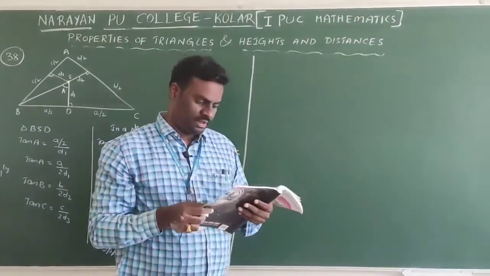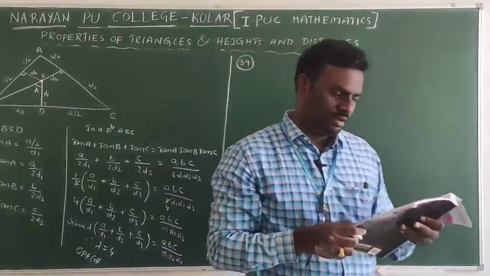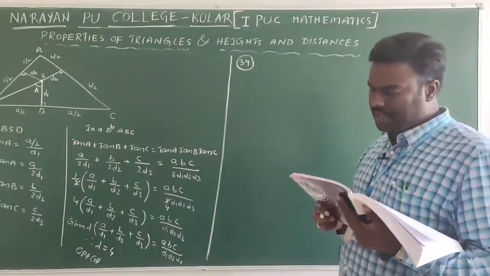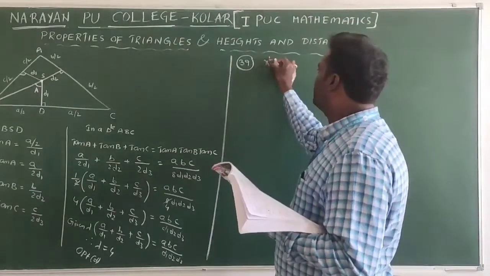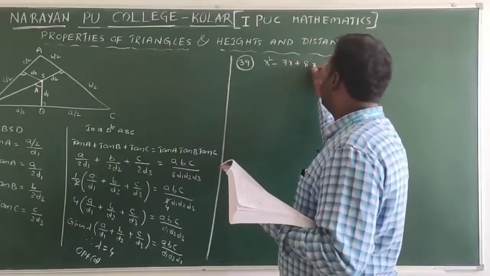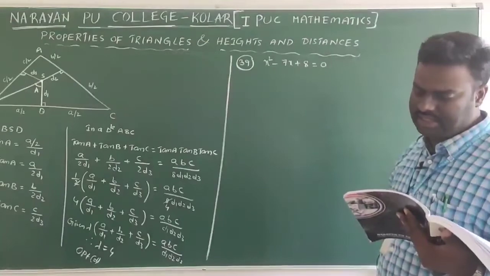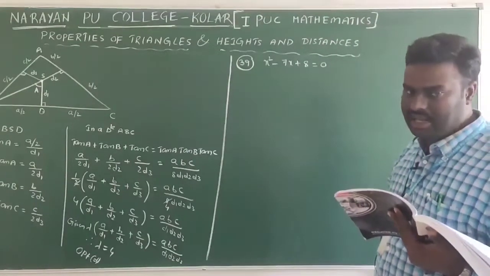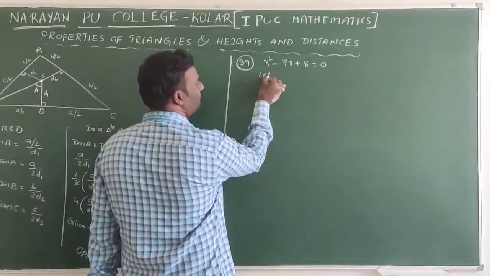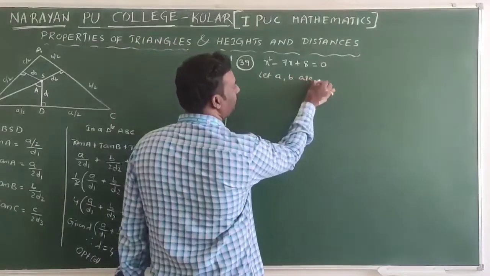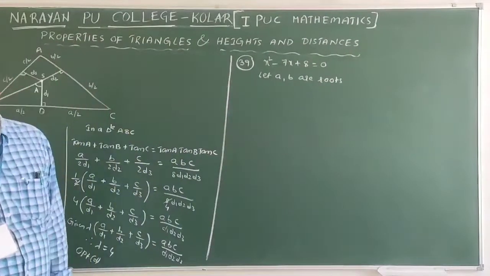Next, question 39. In question 39, if two sides of a triangle are the roots of the quadratic equation x square minus 7x plus 8 equals 0, and the angle between these two sides is 60, then find the product of inradius and circumradius. See here, let A comma B be the roots. For this quadratic equation, these two are the roots. For the triangle, these two are the sides.